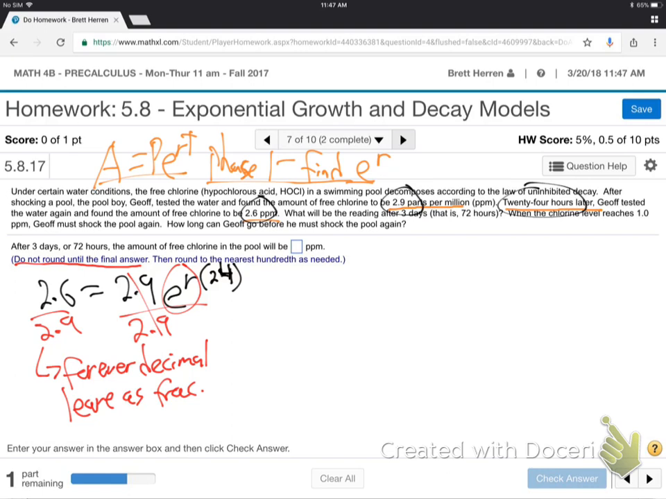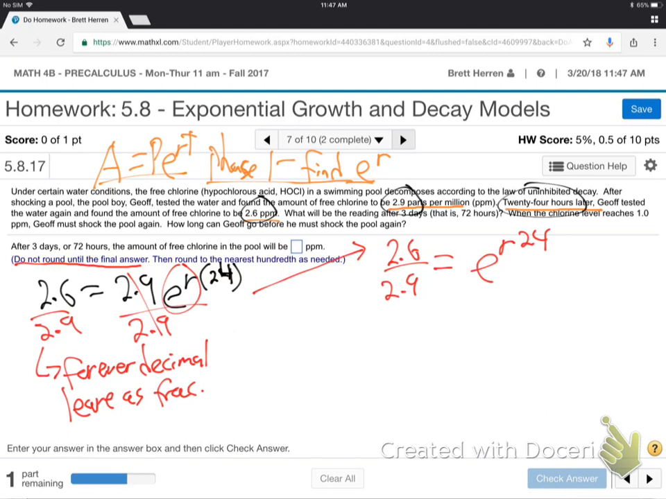So here's what's easier to do. If this came out clean, if I divided this on my calculator and it was something nice like 2.3, then great, I'll just use that. But if it's a decimal that goes forever, then I'm just going to stay with the fraction for now. Okay, so where are we at? We've got 2.6 over 2.9 equals e to the r 24. So far, so good.